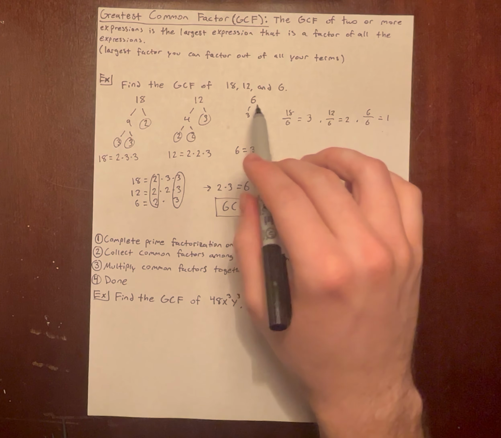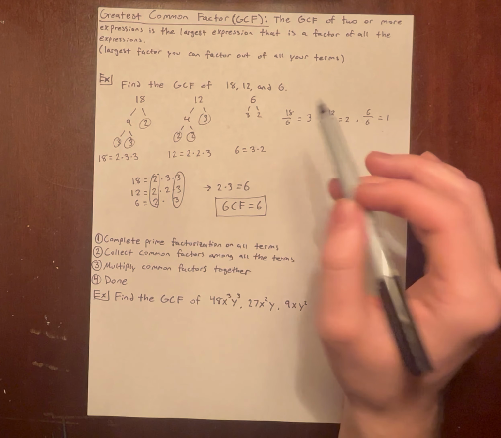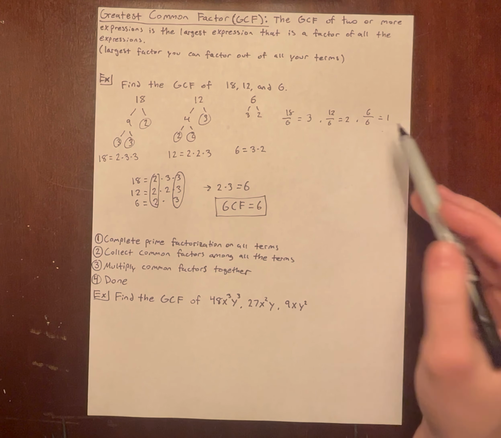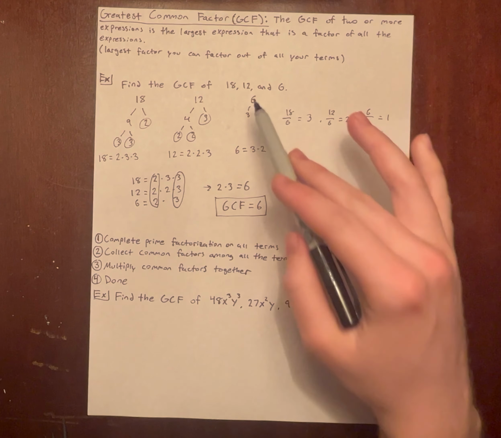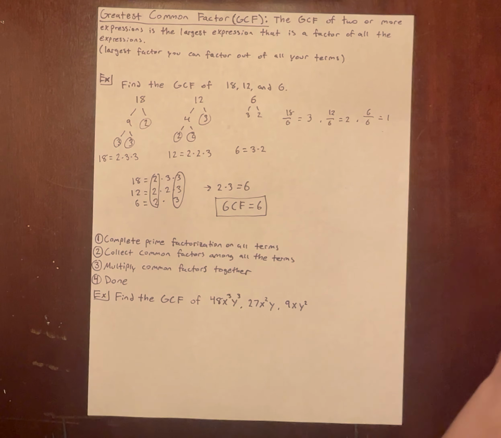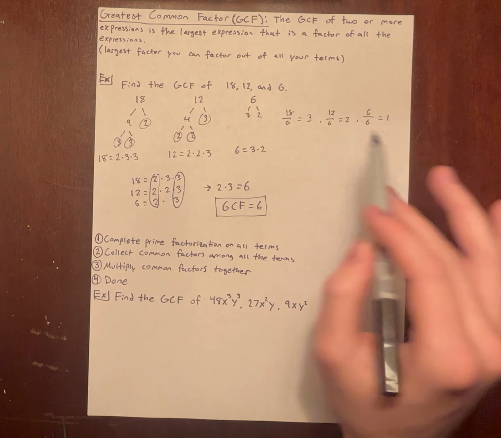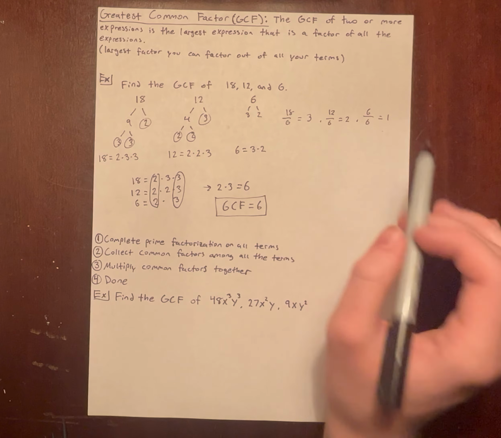Now, conveniently, 18 and 12 are also divisible by 6, but you couldn't pull anything more than 6 out because, again, this 6 would turn to a fraction. So the greatest number you could factor out of all these numbers is a 6. And so it would be reduced down to these numbers.